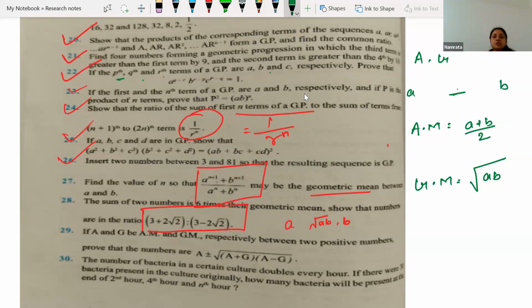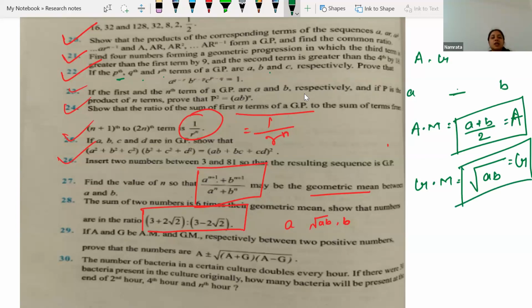Yes, ma'am. So A is the arithmetic mean and G is the geometric mean. We will be representing (a+b)/2 as A and root ab as G. Now what does the question say? If A and G are the AM and GM respectively between two numbers, then we have to prove this.